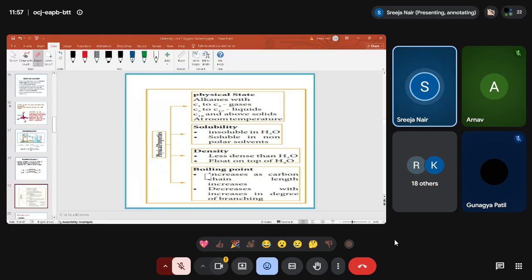When we were doing stoichiometry and the empirical formula, at that time we learned one formula that is about vapor density.